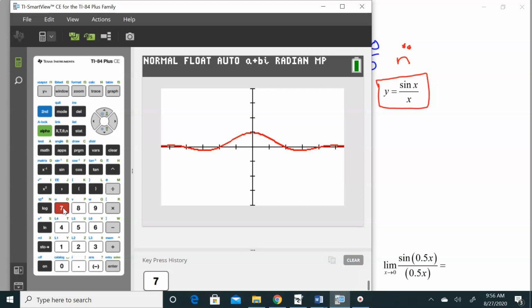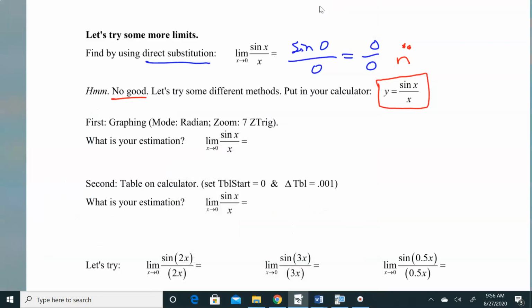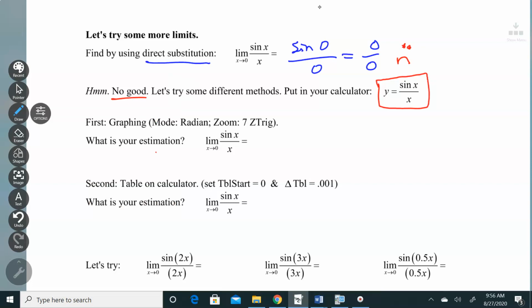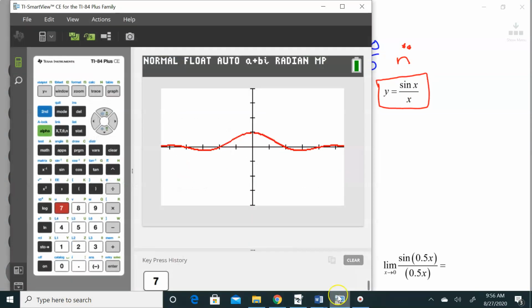And we're looking as x gets closer to 0. So let me minimize this for a second. So my question is, as x gets closer to 0, where is the y value getting closer to? Well, let's look back. Where's my pointer? Here we go. Oh, as you get towards the y-axis, it looks like we're getting closer and closer to y equals 1.